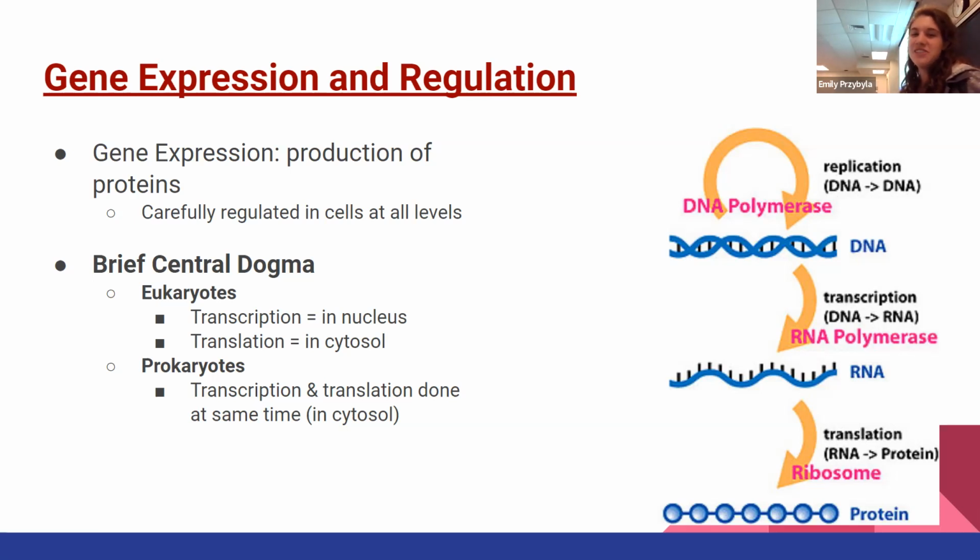So in eukaryotes, transcription happens in the nucleus, and translation happens in the cytosol. In prokaryotes, we don't have a nucleus. So they happen in the cytosol at the same time. Obviously, transcription is happening first and translation is coming after, because you need the RNA transcript before you can translate, but they're happening concurrently.